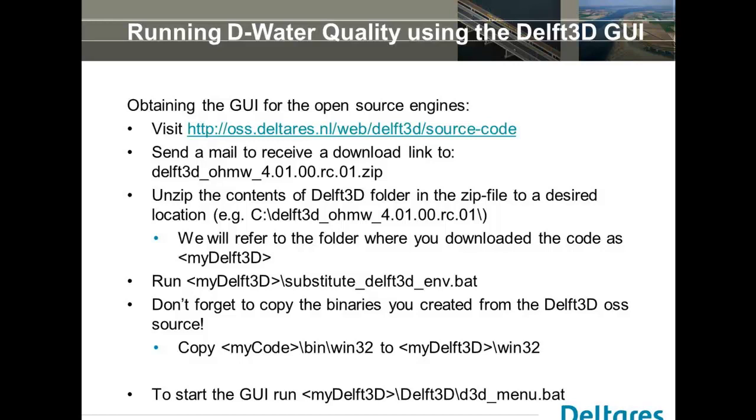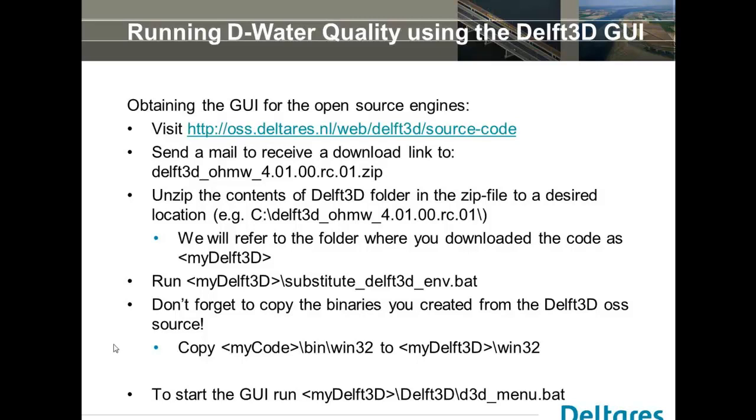It's also possible to use a graphical user interface. This can be obtained from Deltares as well. You have to visit the OSS website and send an email from which you will receive a download link. Currently there's not a complete install, but a zip file available which contains the files you need. You have to unzip that to the directory you want. This is where your installation of Delft3D will be.